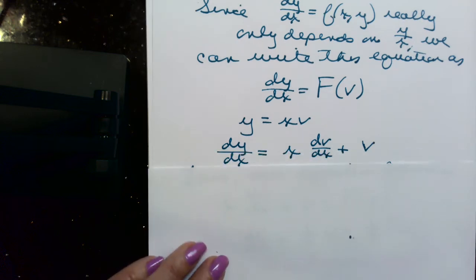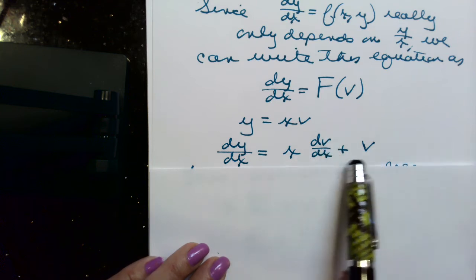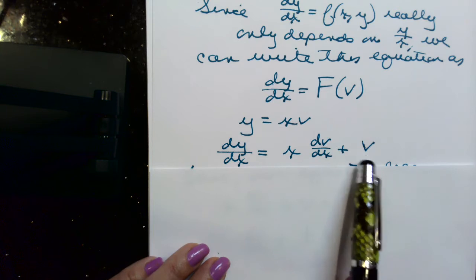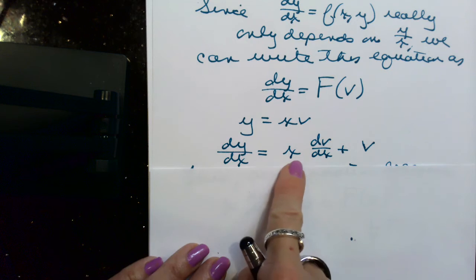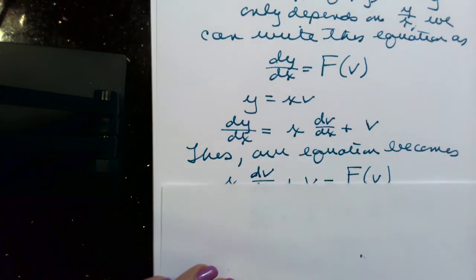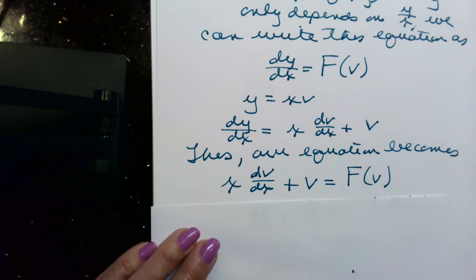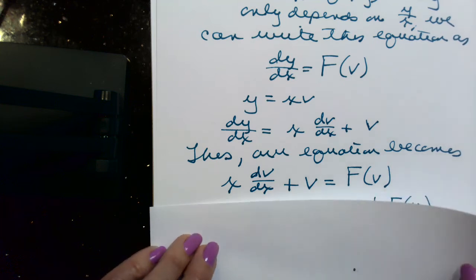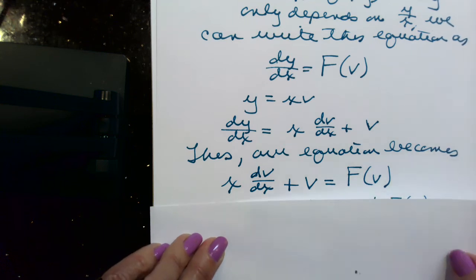And then by the chain rule, the derivative of y with respect to x is x dv/dx plus v times the derivative of x, which is just 1. So I can rewrite this left-hand side to be only in terms of v and our independent variable x. And so we get our equation in this form: x dv/dx plus v equals capital F of v. Now the question is, can we solve this? Well, let's play around with that a little bit.